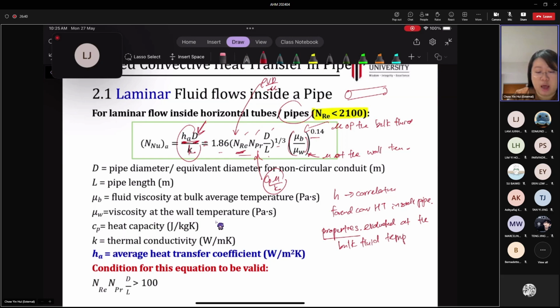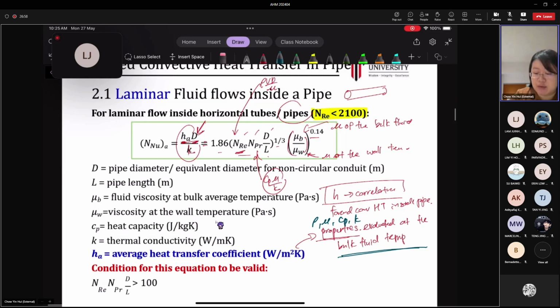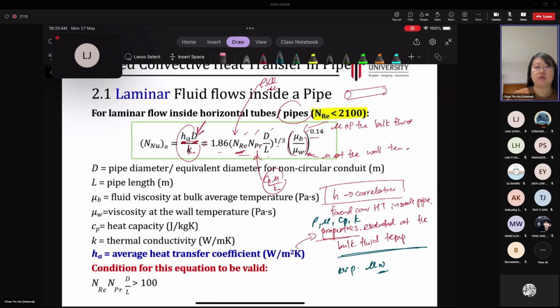Only for any flow in pipes, when we use the correlation to find the h value, all the properties, here the density, the specific heat capacity, and so on, should be evaluated at the bulk fluid temperature, except for the viscosity at the wall temperature, only this term. Because in the next section, when we look at correlations to solve the h value for flow outside those geometries, those properties will be evaluated at another temperature. So take note of this one, and you may want to highlight this in your notes.